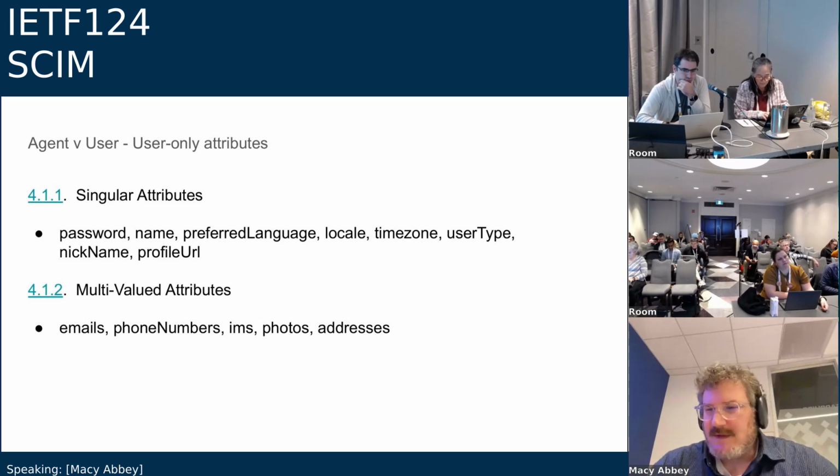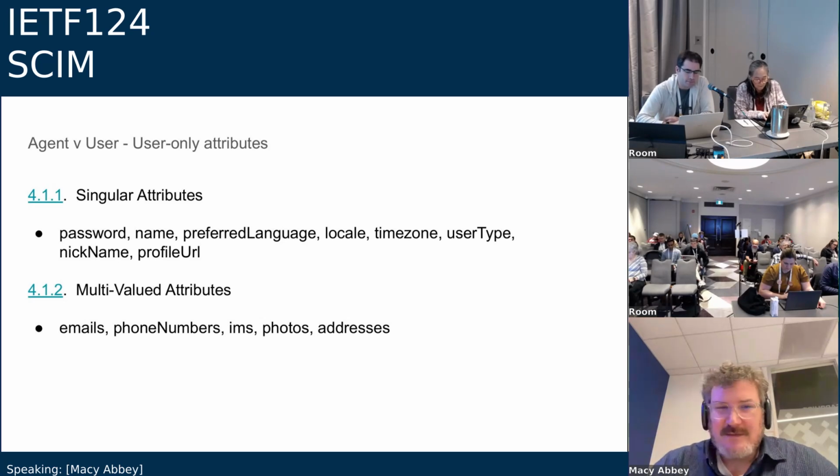So when we were looking at the user schema, there were a number of singular and multi-valued attributes in the user schema that seemed inappropriate for an agent for one reason or another. I'll go over those briefly. So for example, password, we're trying to get rid of those for humans. Definitely don't want to give them to agents.